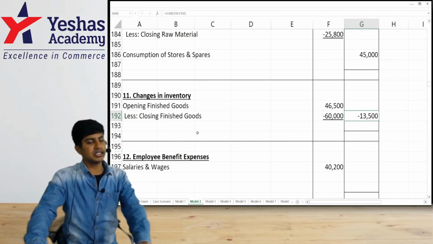Understood? Next, what do we have? Salaries and wages of 4,500.